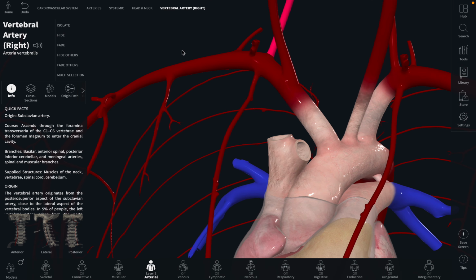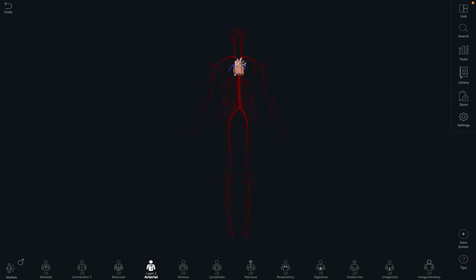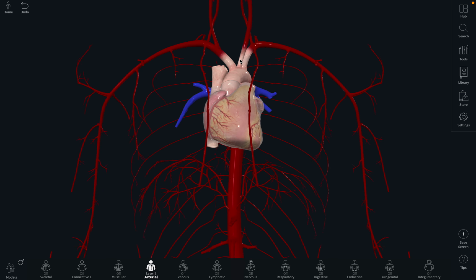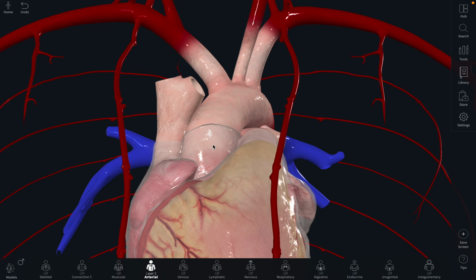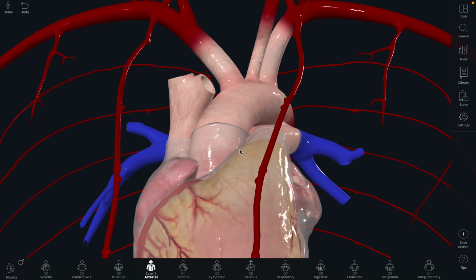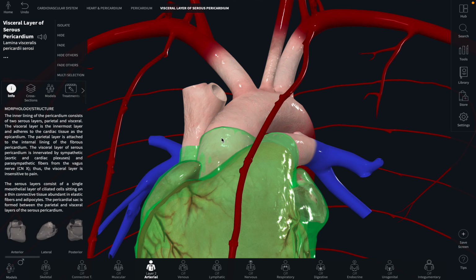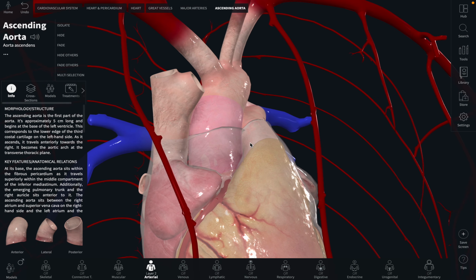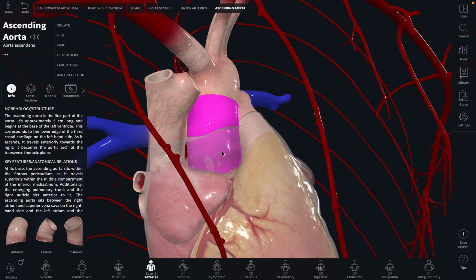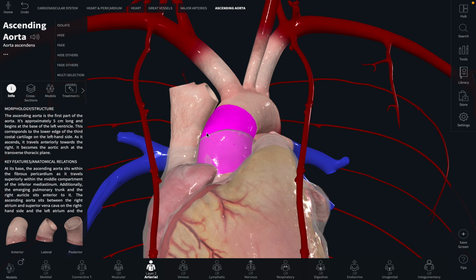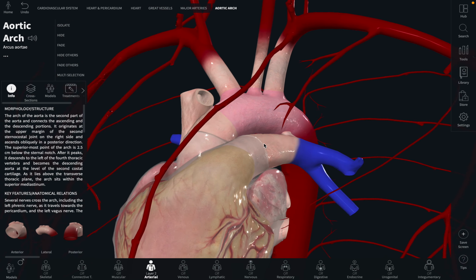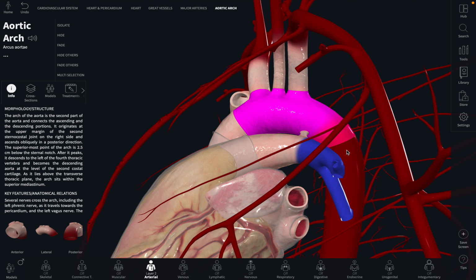Now let's start. So basically, this is your heart, and the biggest artery in your body is this aorta. The aorta comes out as the ascending aorta, then the aortic arch, then the descending aorta, which is here.